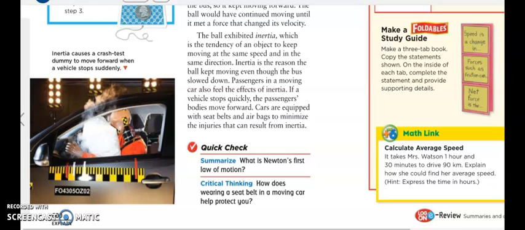As you see in this picture right now, inertia causes a crash test dummy to move forward when a vehicle stops suddenly. So when we stop suddenly, all the objects inside the car continue moving forward. So this is an example of inertia.